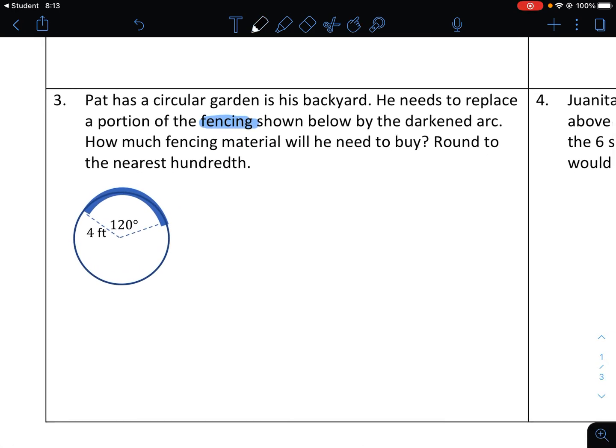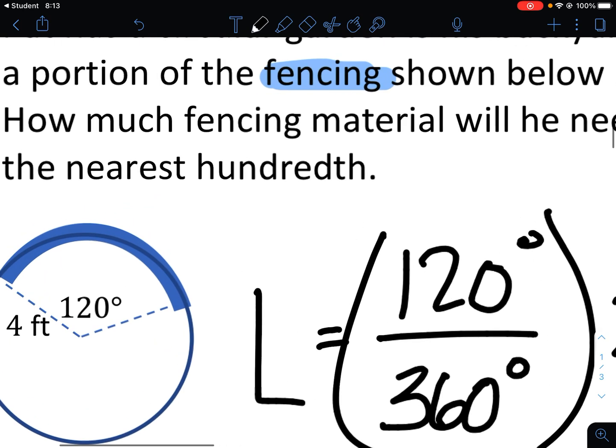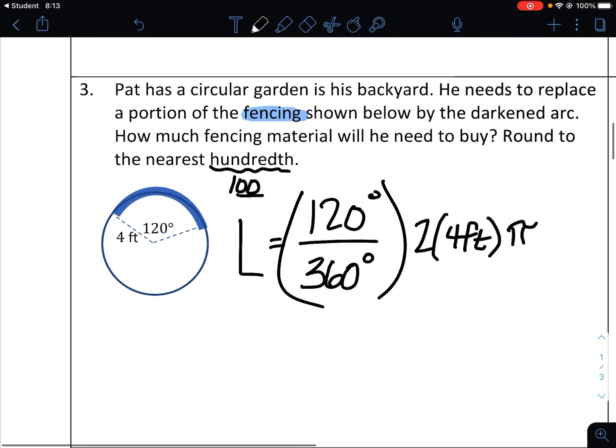So we're going to use our circumference formula and multiply by the fraction of the circle that we're looking at. So the arc length here would be 120 degrees. That's our central angle measure. Divide by 360, which is the full circle. And when we multiply that by the circumference, it's 2 times the radius times pi. Again, make sure that your units are in feet. You're rounding to the nearest hundredth. Remember, the number 100 has 2 zeros, so you'll round to 2 decimal places.